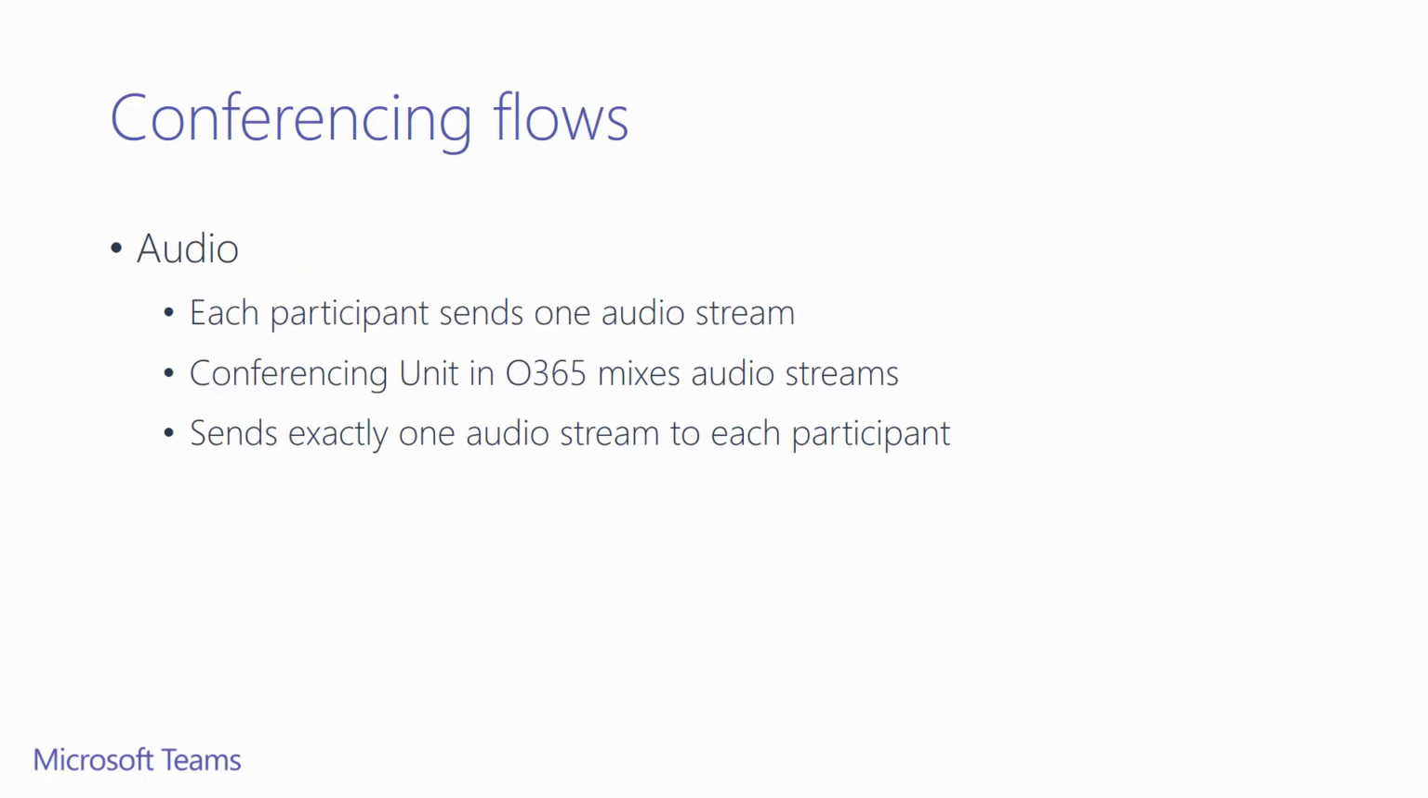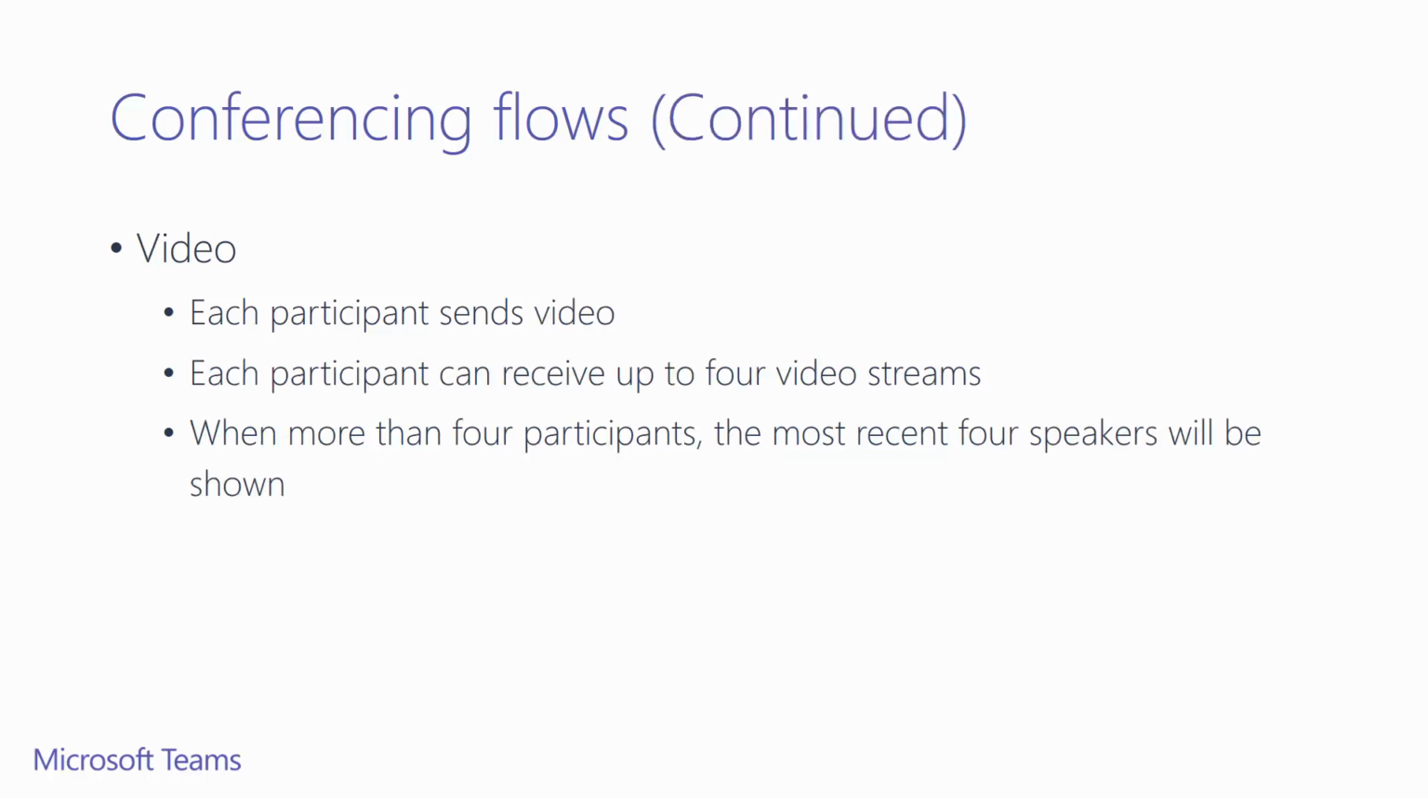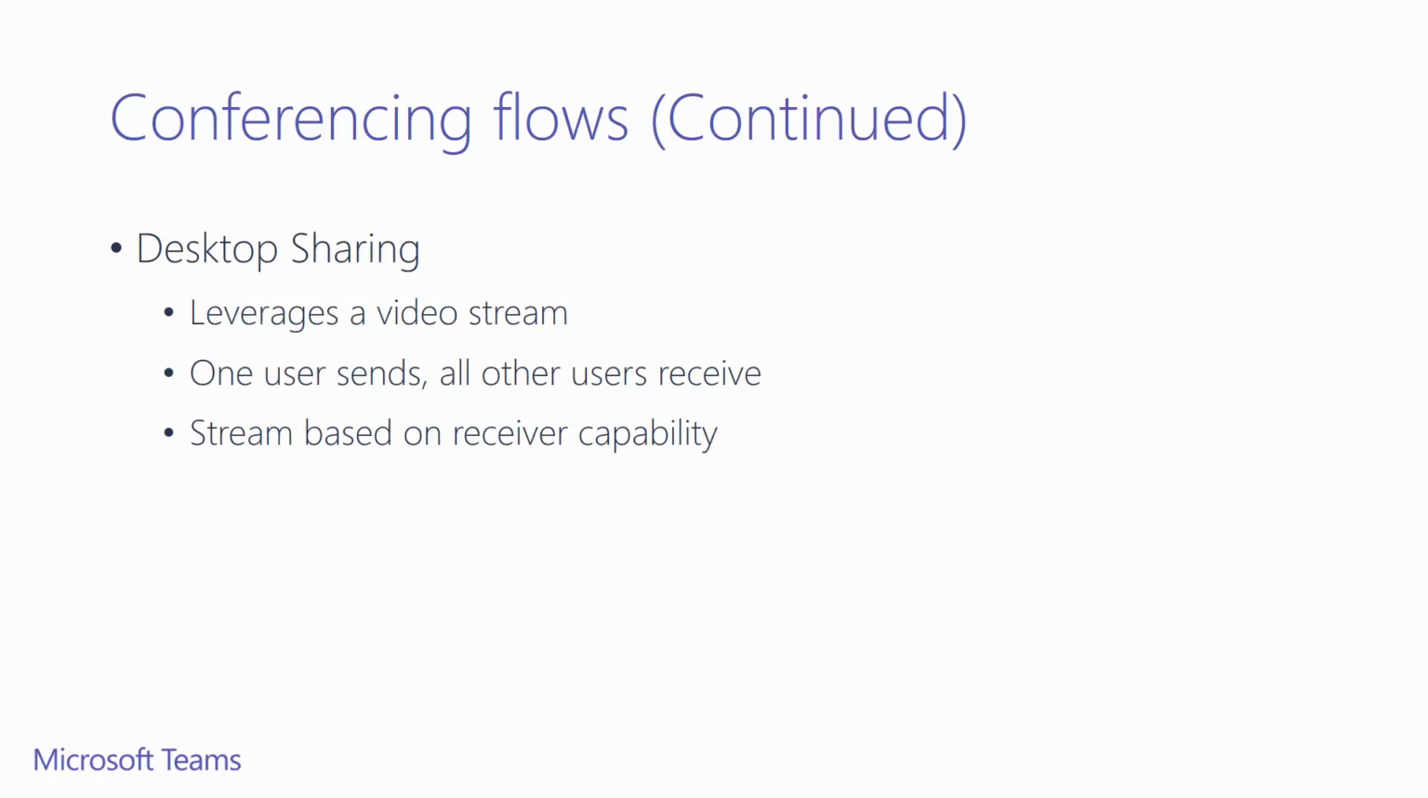Let's break it down by individual component of real-time media. We'll start with audio, which is fairly straightforward. Anyone who is speaking will send up their audio stream to the conferencing unit. The unit will mix the streams, then redistribute a new single stream to all participants. Now for video, everyone will send up their video to the conferencing unit, and everyone will receive at most 4 video streams of the 4 most recent speakers. During screen sharing, only one person will be uploading a stream. The conferencing unit will redistribute the stream to all participants.